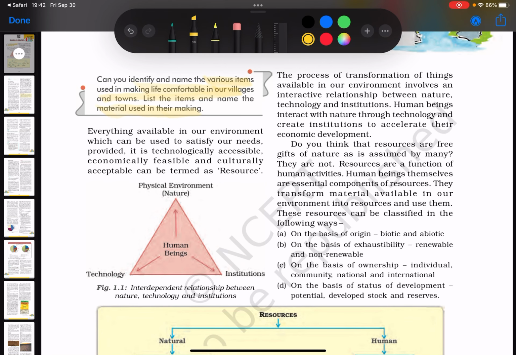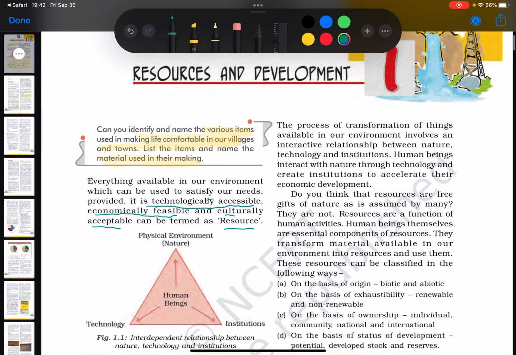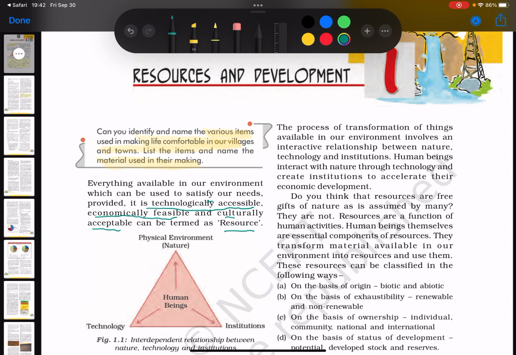easier. Now, everything that is available in an environment which can be used to satisfy our needs, provided that it is technologically accessible, economically feasible, and culturally acceptable, can be termed as a resource. Resource is a very important idea, and that's what we are going to focus on. The process of transformation of things available in our environment involves an interactive relationship between nature, the technology that processes it, and the institutions where this is processed. Human beings interact with nature through technology and create institutions to accelerate their development.